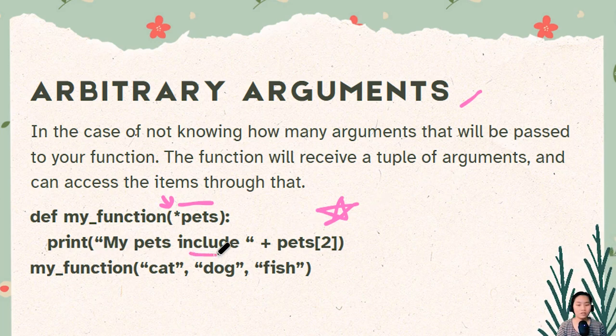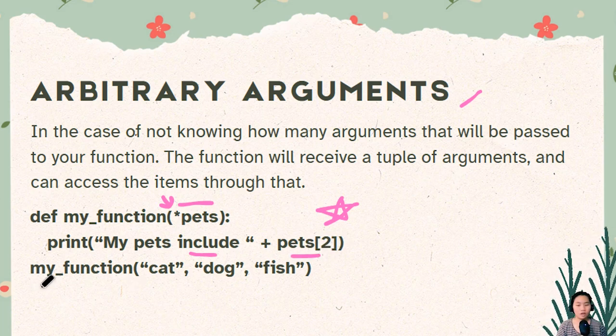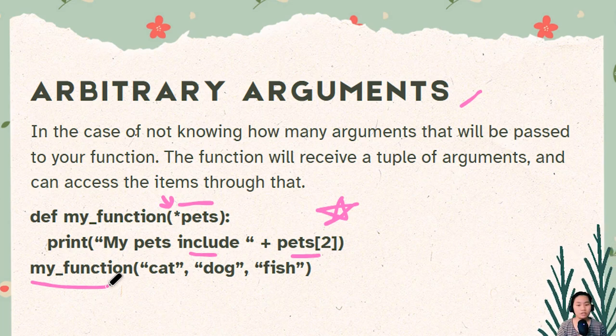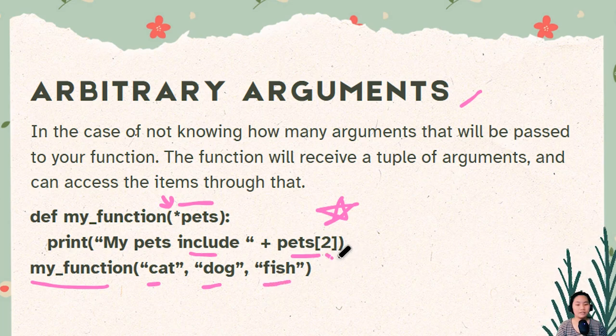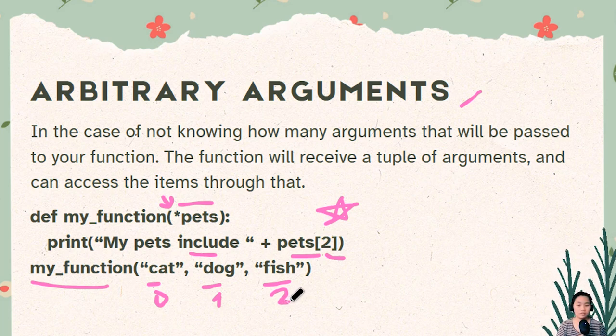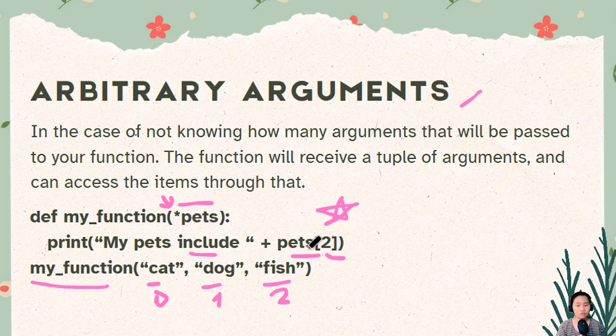Print "My pets include" pets[2]. Now, once we get to calling it, my_function, we give it a bunch of items for the tuple: cat, dog, and fish. And since this is number 2, we go 0, 1, and 2. So this will print out "My pets include fish", okay? But I forgot to include the spacing in between these two, so it's just going to stick together, and that's something that you do have to pay attention to.